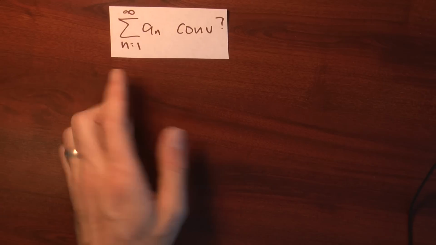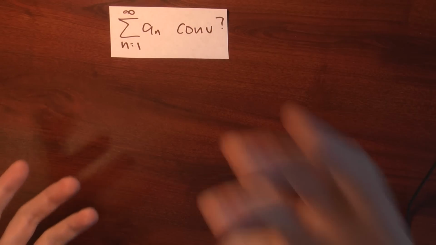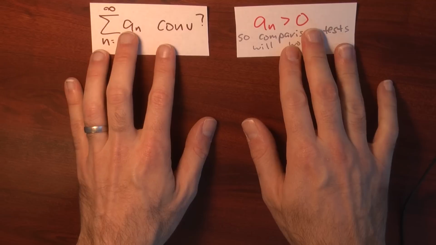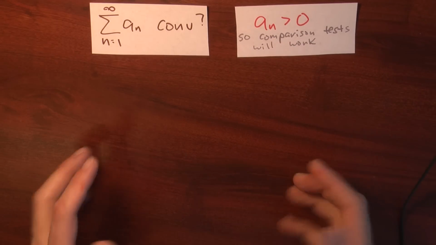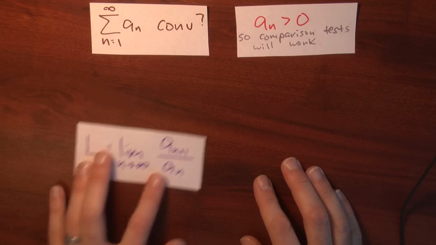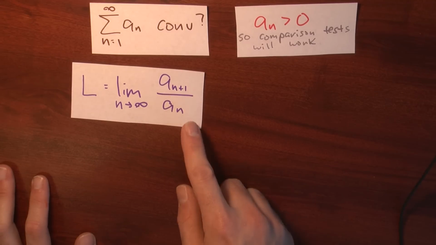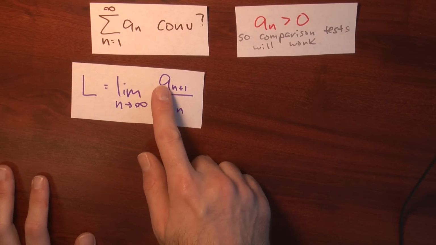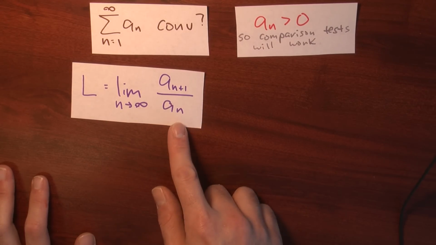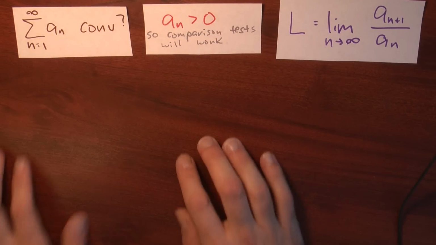So the question is whether the sum n goes from 1 to infinity of a sub n converges or diverges. I'm going to want to assume that all of the terms that I'm adding up, all of the a sub n's, are positive in order that I can use the comparison tests. I'll compute the limit of the ratio of subsequent terms. So I'm setting big L to be the limit as n approaches infinity of a sub n plus 1 over a sub n. And then there's three possibilities.